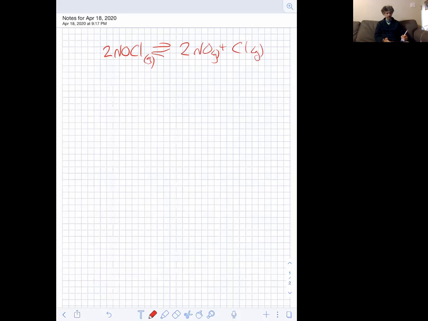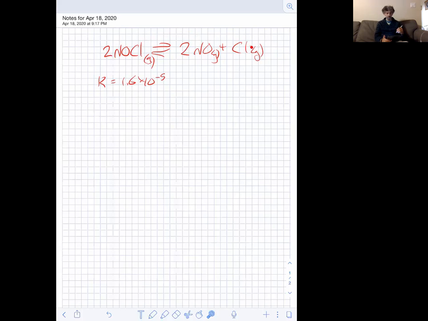So one thing you need is what's called the K value. The K value for this one is 1.6 times 10 to the minus 5. Now, a small K means that the reaction doesn't happen very much. Things stay pretty much on the NOCl side, whereas a big K would mean that things shift to the right and a lot of nitric oxide and chlorine gas is formed.